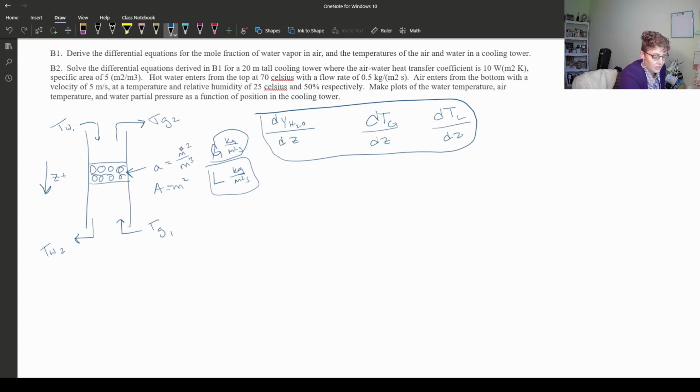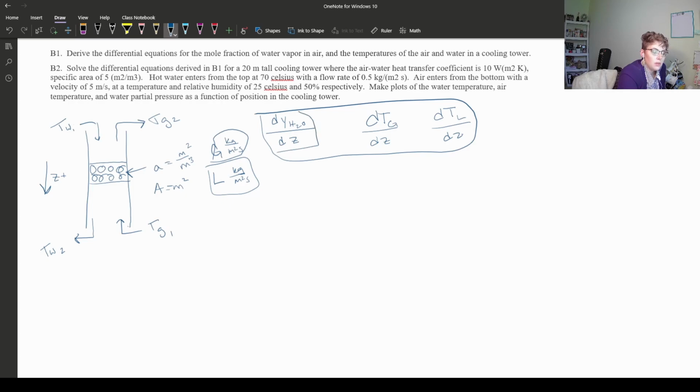We have our specific area, our specific volume, and we also have our cross-sectional area defined here. Our gas flow rate and our liquid flow rate will be defined using kilograms per meter squared seconds, just because that's going to make it easier for us later.